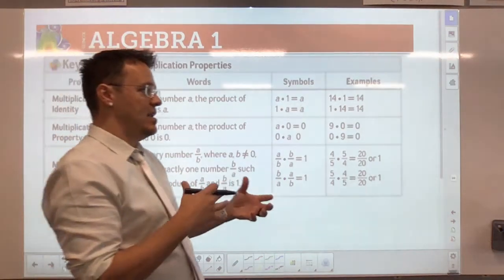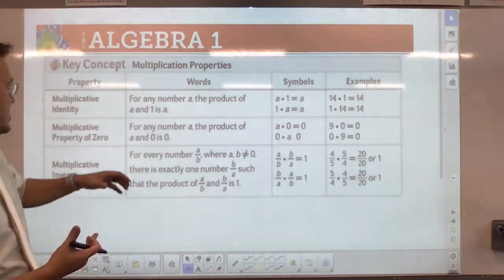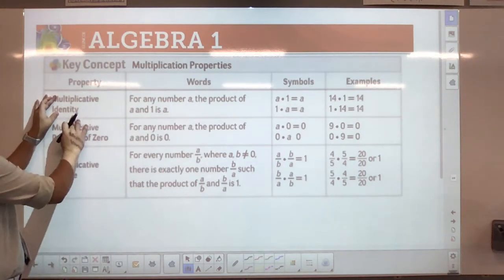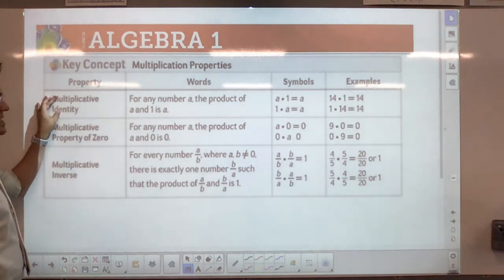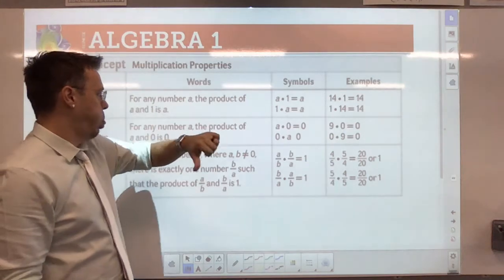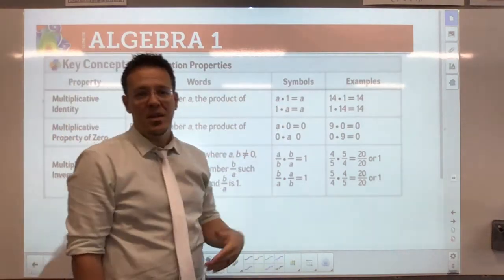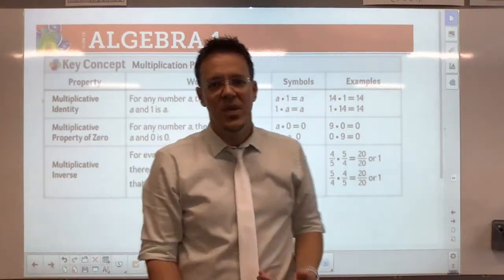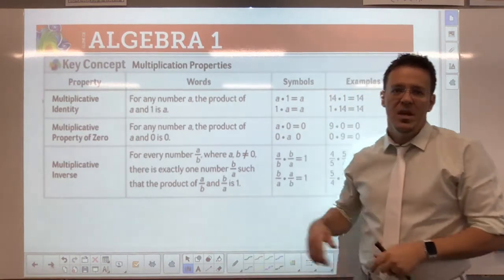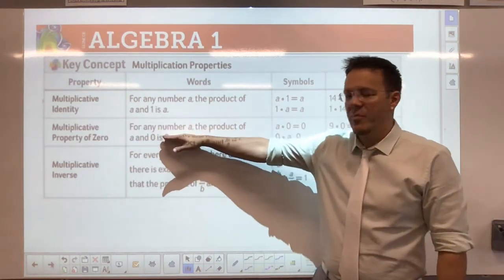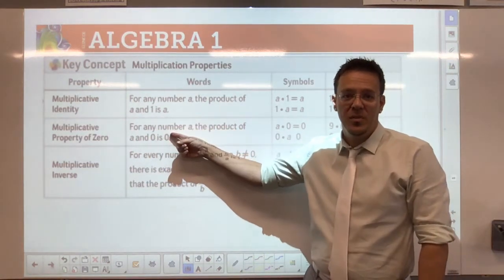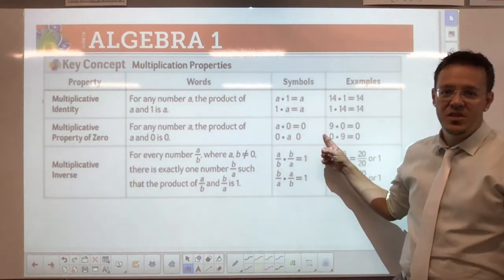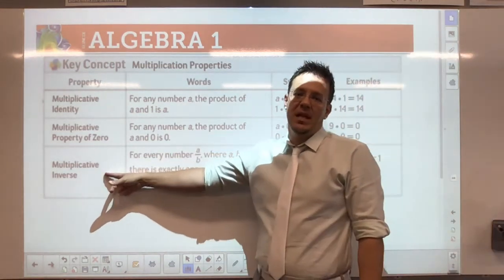All right, now we're going to add in some multiples. So we've had additive, now we have multiplication. So here's the multiplication or multiplicative identity. Love these words, right? Okay, which means if you multiply anything by 1, it's still the same number. So a times 1 equals a. Then you have the multiplicative property of 0, which means if you multiply anything by 0, it is what? 0.